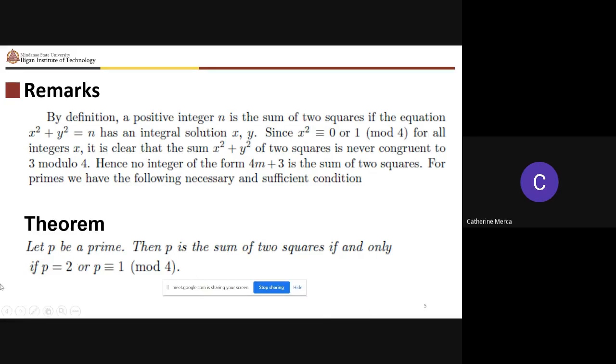So aside from P congruent to 1 modulo 4, you can also have P equals 2, because P equals 2 is expressible as a sum of two squares as 1 squared plus 1 squared. Trivial na siyang result. That's why kanina hindi binigay. But as a theorem, you can rewrite this: aside from P congruent to 1 modulo 4, it is also a sum of two squares if we have P equals 2.